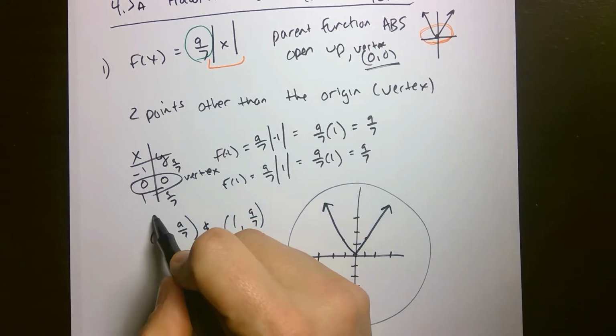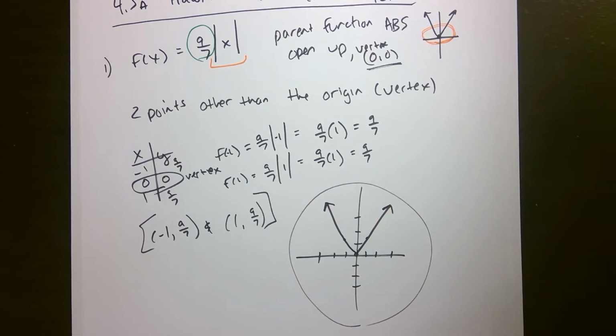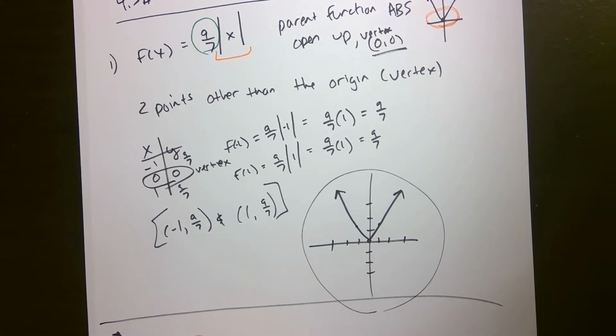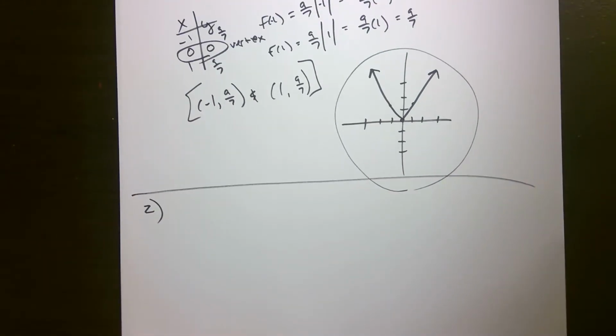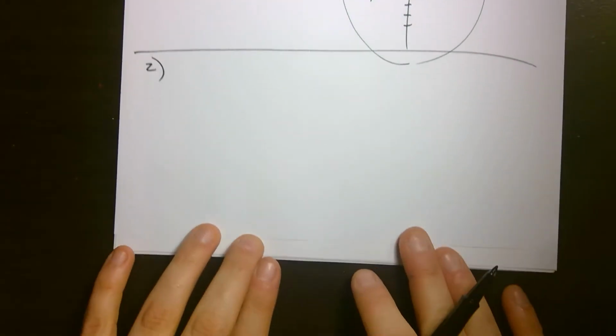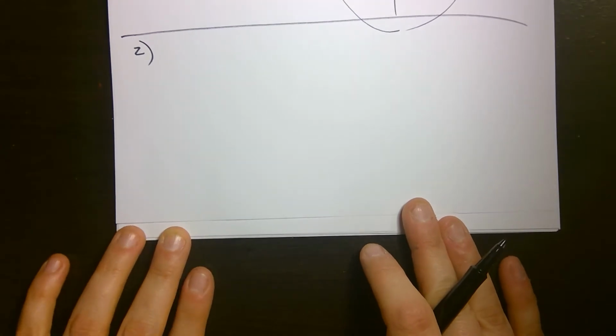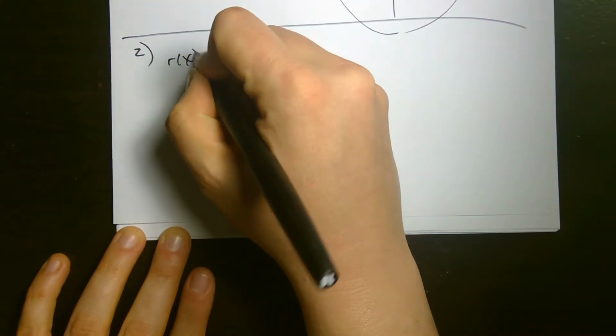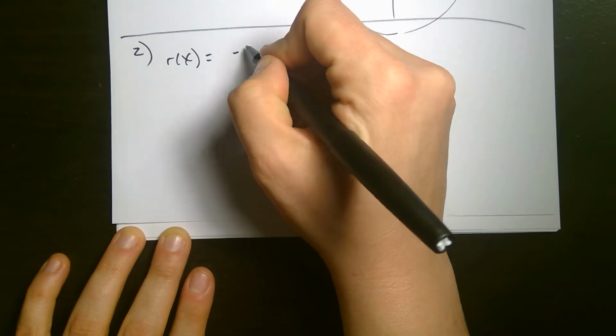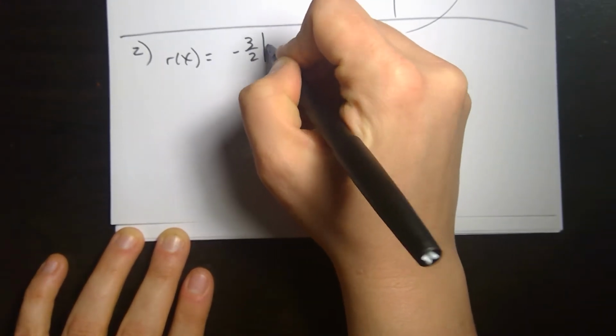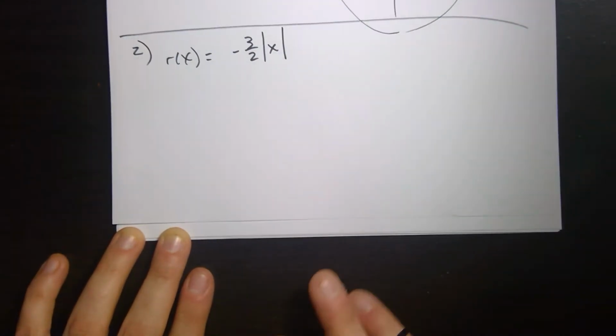But again, in HAWX, all you're going to have to do is type this in right here. All right, now we're going to take a look at a second one. It's very similar, except you're going to notice one big difference as soon as I write it down. And so number 2 is going to be r of x equals -3/2 the absolute value of x. And again, this is my function.